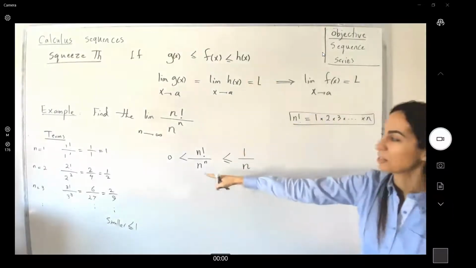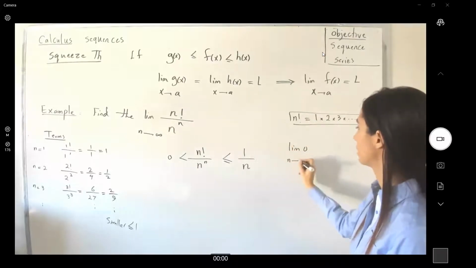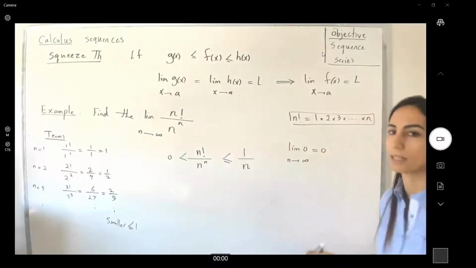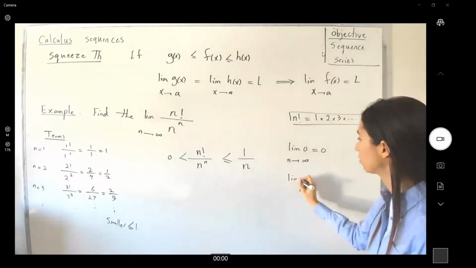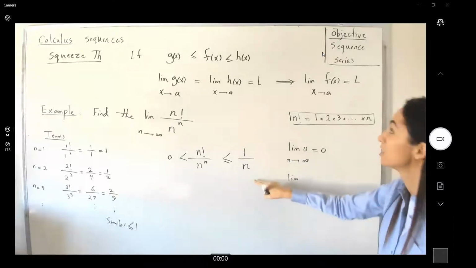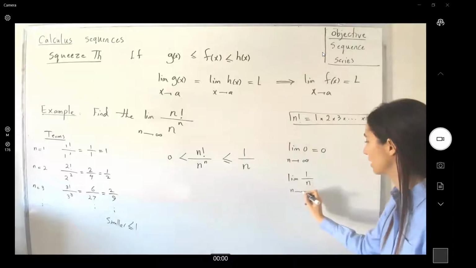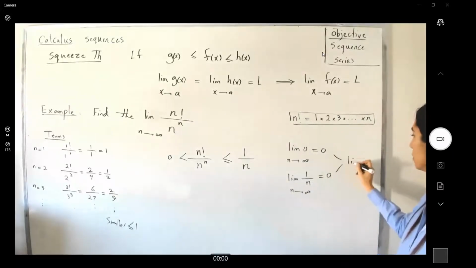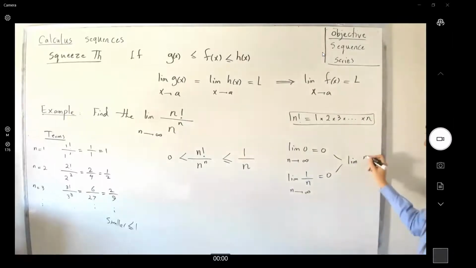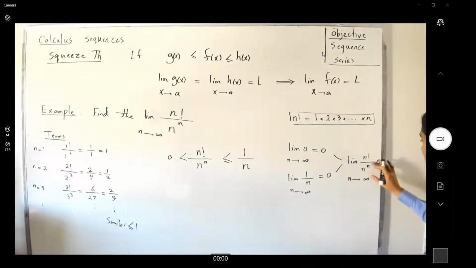Using the squeeze theorem, the limit on the left is 0. The limit of 0 while n goes to infinity. This is a constant value. This is a constant function. It's equal to 0. The limit of the right-hand side, your h of n, in this case, 1 over n while n goes to infinity, is also 0. So it means that the limit of n factorial divided by n to the n while n goes to infinity must be 0.